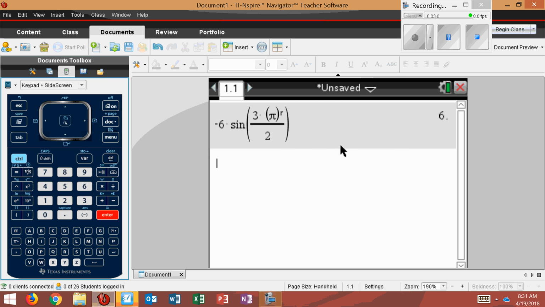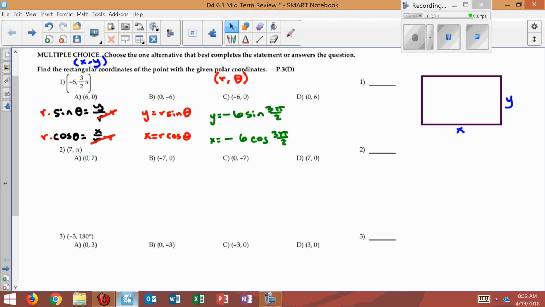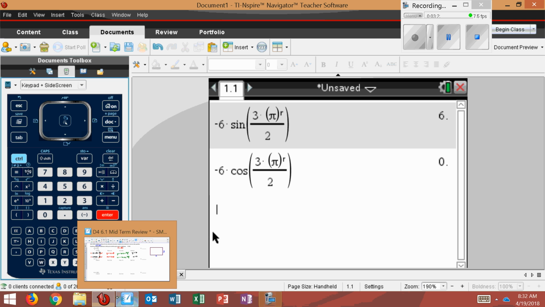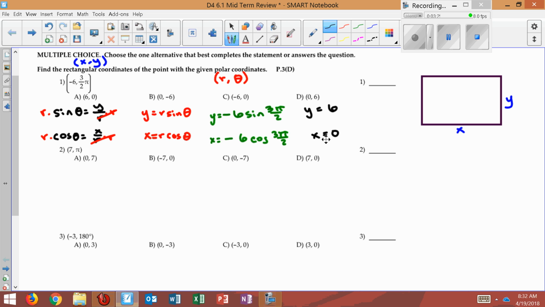It says the y value should be 6, and if I do this again but change from a sine to a cosine, I'll get the x value. So I'm going to do the same thing again. The cosine is 0. So I have an x value, which equals 0, and the y value was 6. Let me make sure I got those right. Yes, I did. And so as I look up here, I need x first, then y, so (0, 6), which looks like D is the correct answer here.